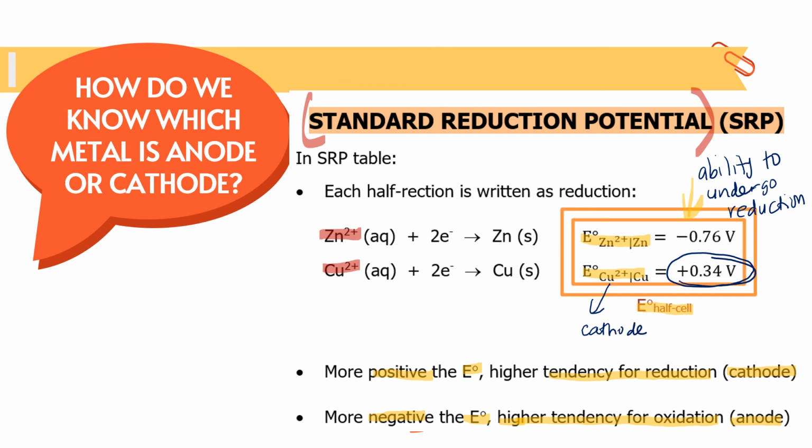So automatically, zinc will become our anode. That's why we choose solid zinc as the electrode at the anode, because it needs to undergo oxidation. And then we choose the copper electrode at our cathode, because it needs to undergo the reduction process there.